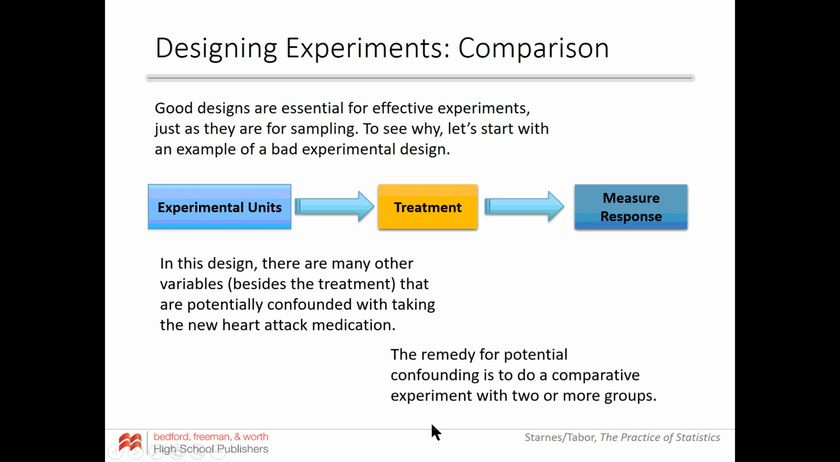So what we want to do is what's called a comparative experiment with two or more groups. So we're going to talk through this. Essentially, this is the design of an experiment. It's super basic and it's not a good one. It's not going to really tell me good information. So how can we make this better?